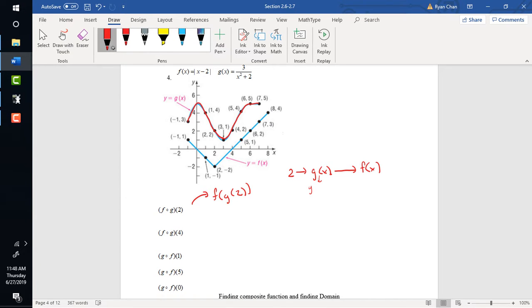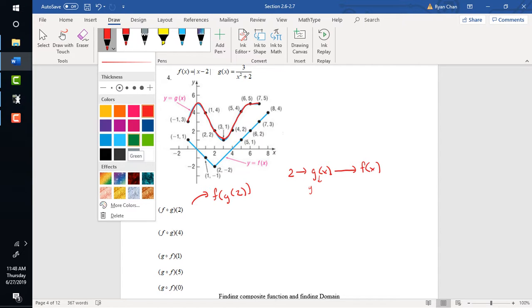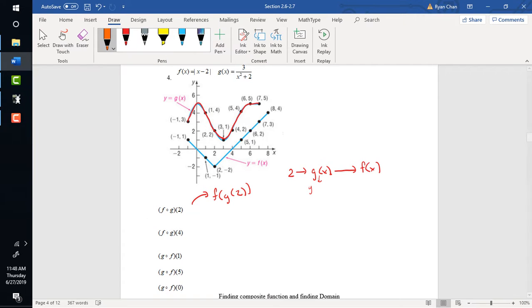Let me use a slightly different color. It's going to be 2. So I notice when I plug in 2 for g of x, y is equal to 2. And then I plug this into f of x. When x is 2 for f of x, what will that be? Oh wait, that's negative 2. So that will be my answer here.